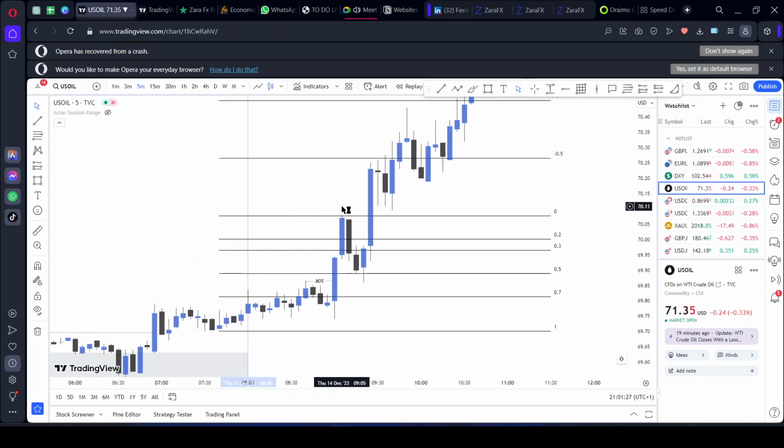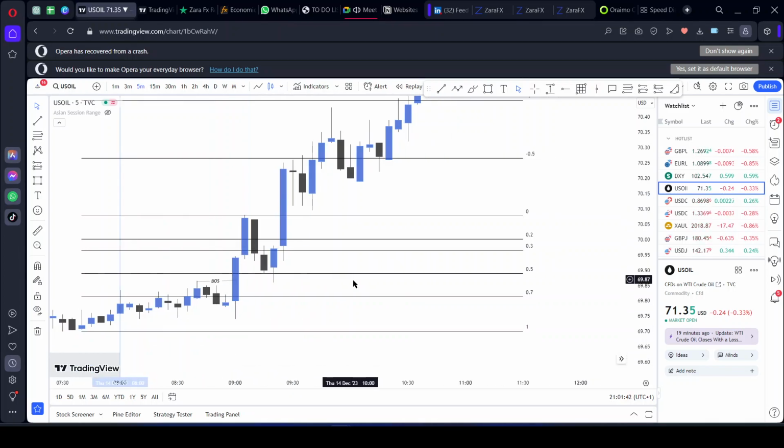Price broke the high, came back for it. You already know how to place your Fibonacci, right? You place it from the beginning of the swing down to the top of the swing. So 1 will be at the beginning of the swing, 0 will be at the bottom of the swing. And you wait for that retracement to happen.